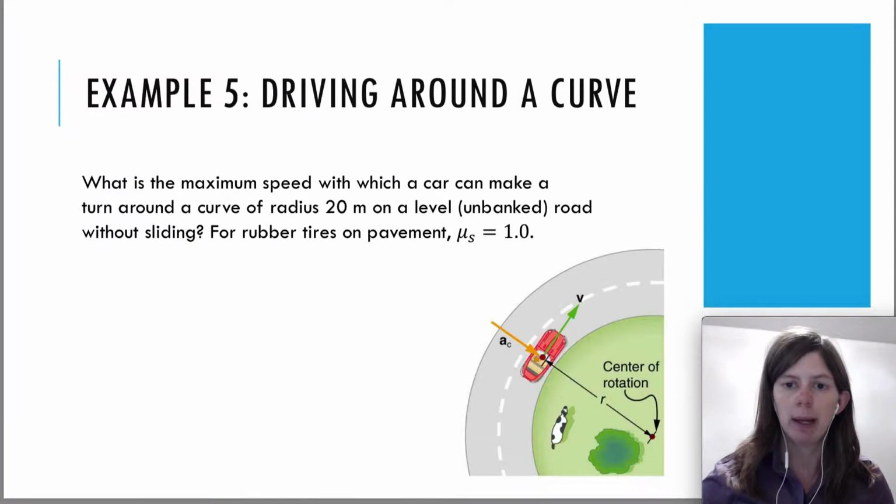So now that we know that, we can go ahead and do this example. What's the maximum speed with which a car can make a turn around a curve of radius 20 meters on a level unbanked road, so it's a flat road, without sliding? And we are given the coefficient of static friction.